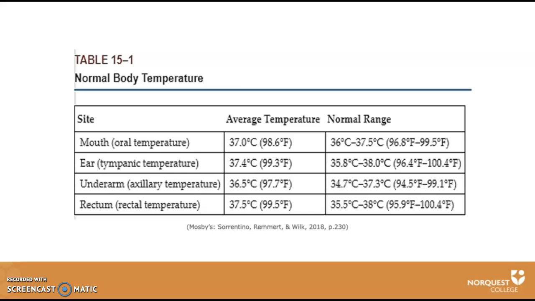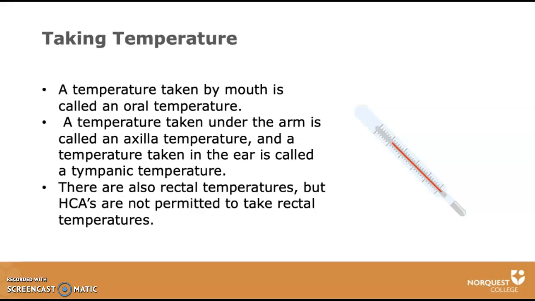Here are normal body temperatures when taken at different parts of the body. A temperature taken by mouth is called an oral temperature. A temperature taken under the arm is called an axillar temperature, and a temperature taken in the ear is called a tympanic temperature. There are also rectal temperatures, but HCAs are not permitted to take rectal temperatures.